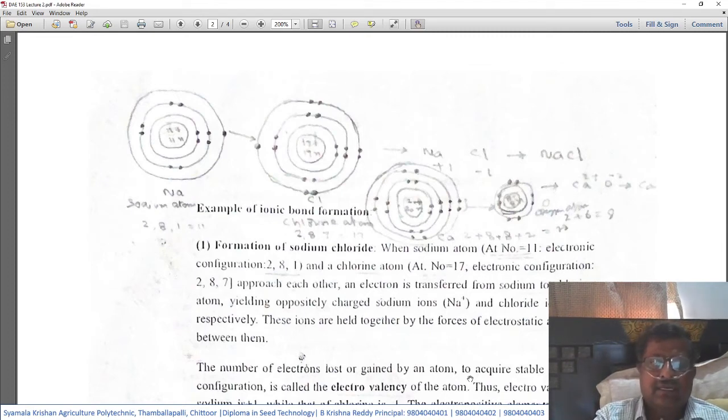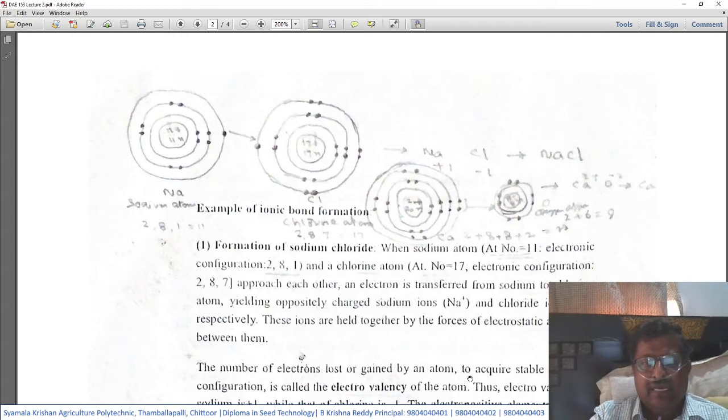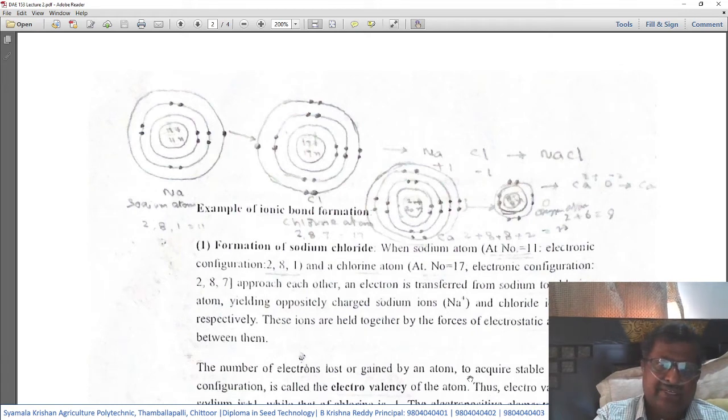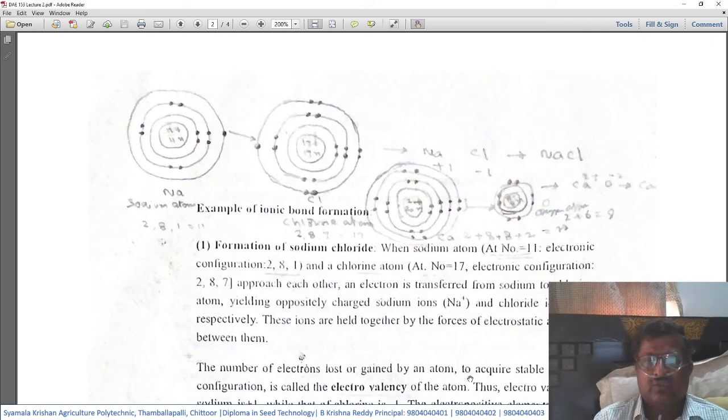This is the chlorine atom and its electronic configuration. This chlorine atom has atomic number of 17. That means there will be 17 protons, 17 neutrons, and 17 electrons also. So if you see the electronic configuration, it is 2, 8, and 7, which means in the innermost orbit of the chlorine, there are 2 electrons.